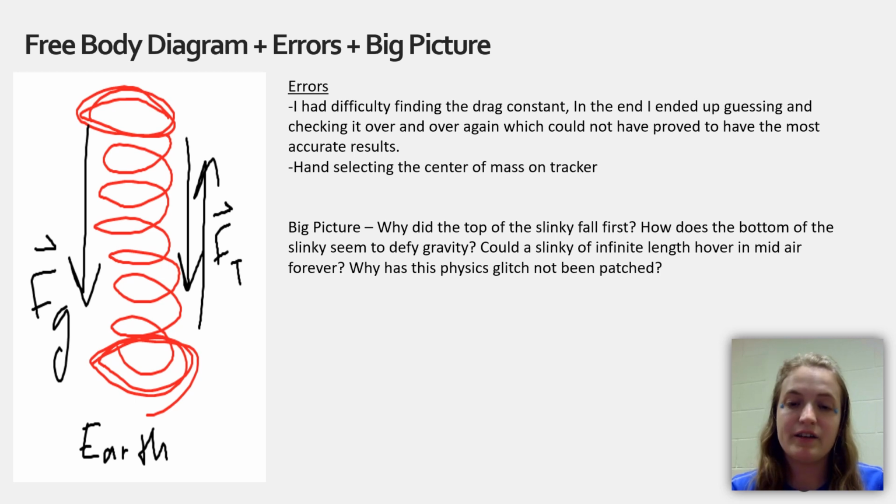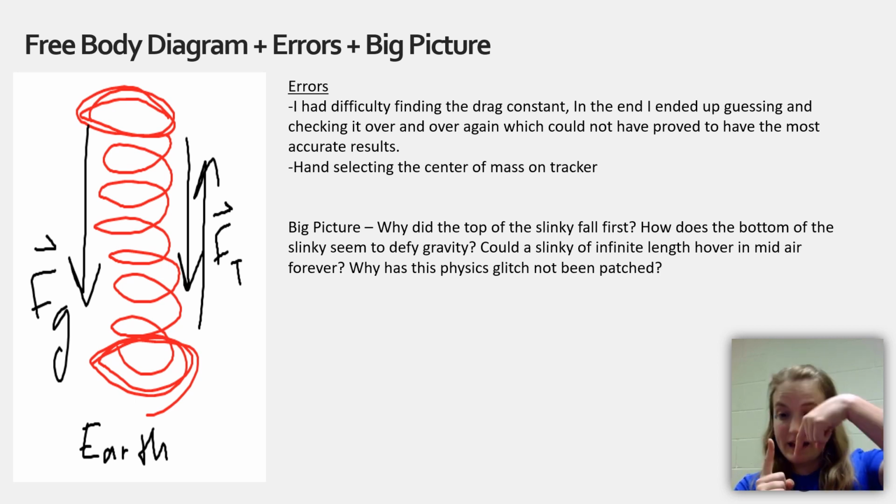Okay, and then lastly, I do want to mention the errors. For finding the drag constant, I used a lot of guessing and checking, which obviously could not have produced the most accurate results. And I also hand selected the center of the mass on Tracker, which obviously is going to have a lot of human error. Then we have my free body diagram on the left, which shows that the force of tension is going both upwards and downwards.